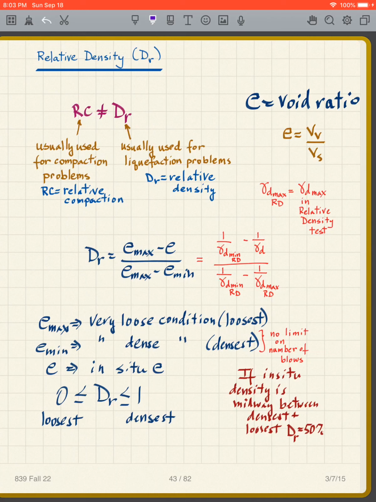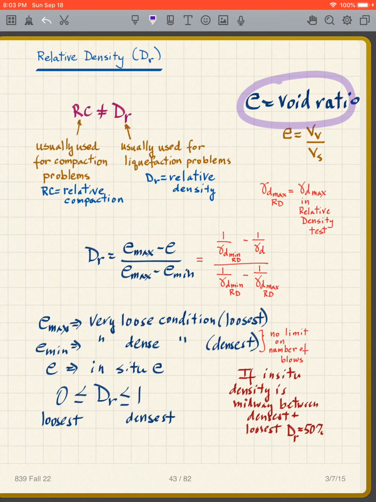First thing is we use relative compaction for compacting fill. That's typical what we do. Relative density is usually used for liquefaction problems. So that is the difference, but you need to know relative density also.